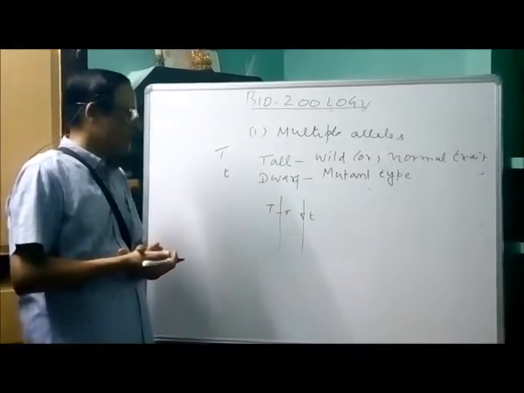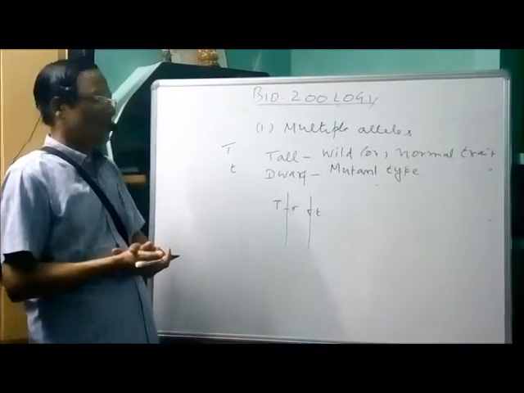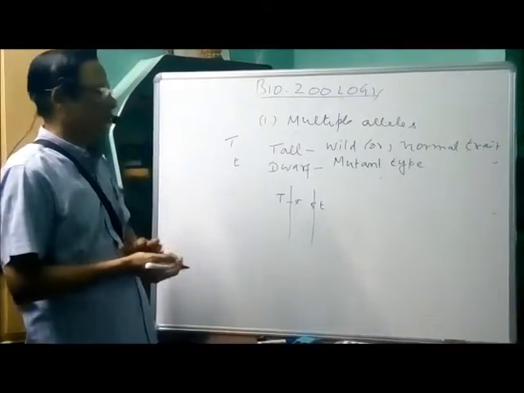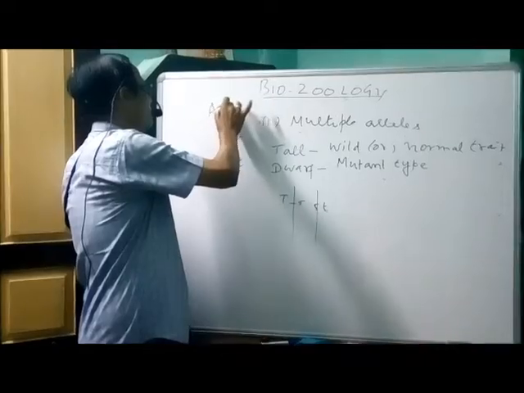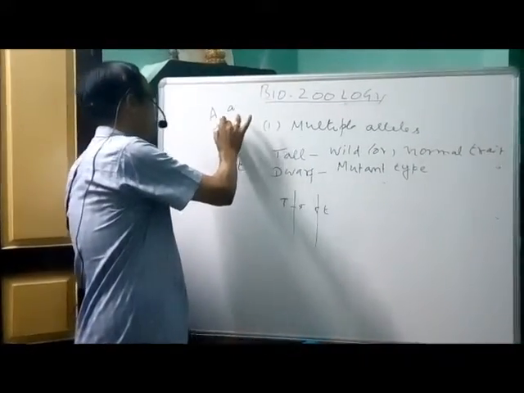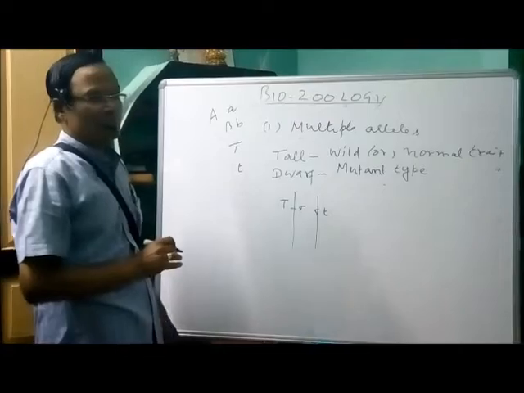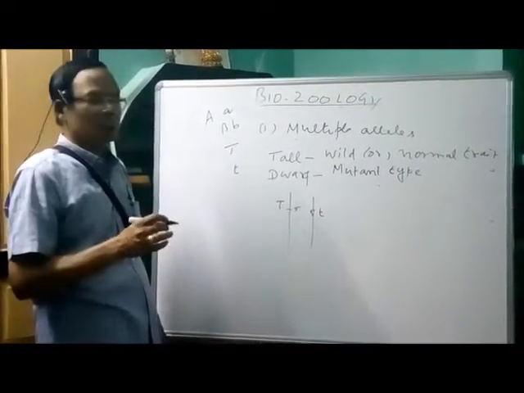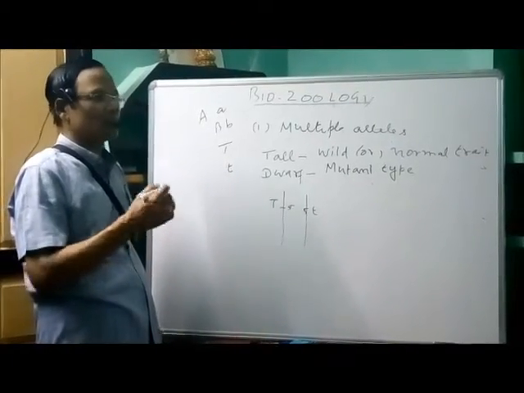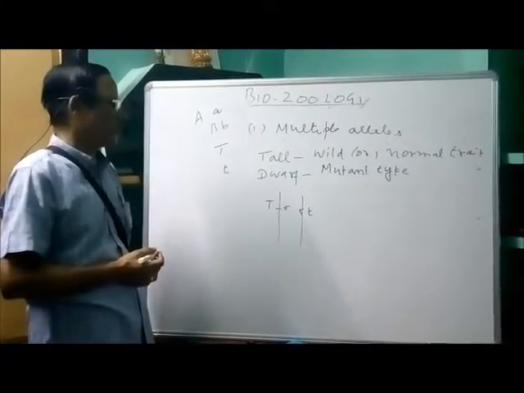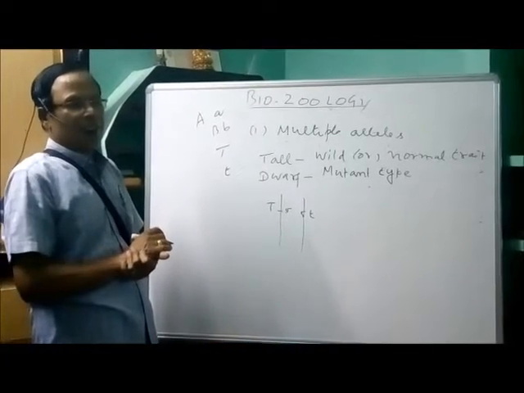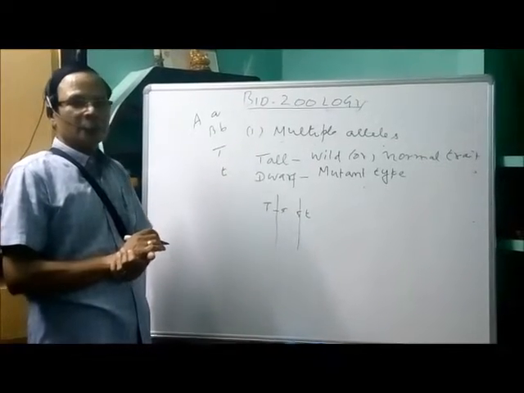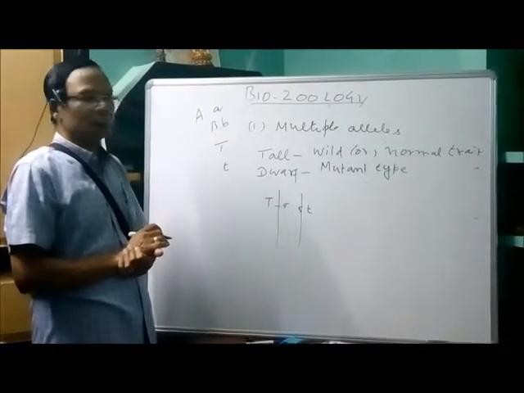So here, if we are taking the height of the plant, we have two alternative alleles, only two alleles. What is an allele? An alternative form of the same gene is called an allele. Capital T and small t are alleles. Suppose you are taking capital A and small a, these two are alleles. If you are taking, for example, capital B and small b, these two are alleles. So, an allele is the alternative form of the same gene.